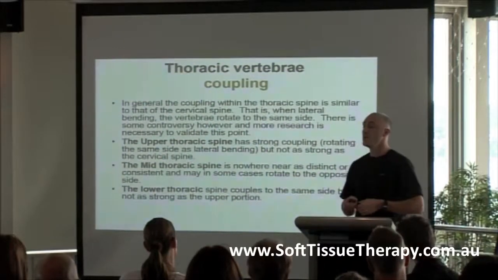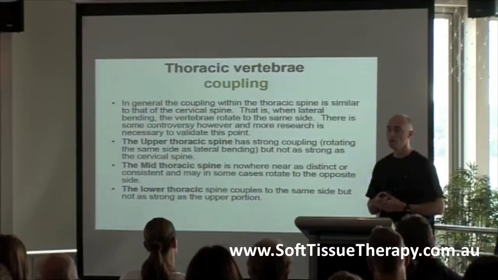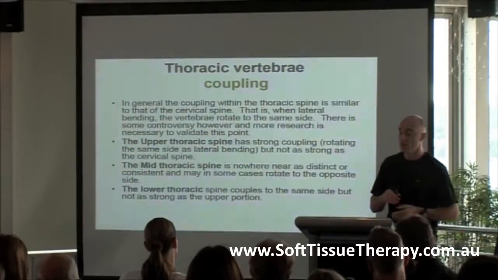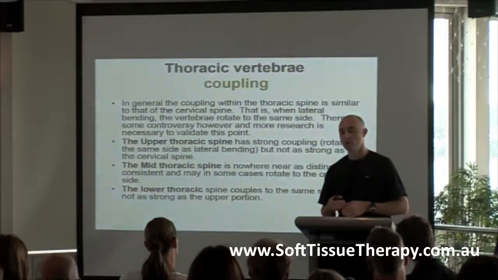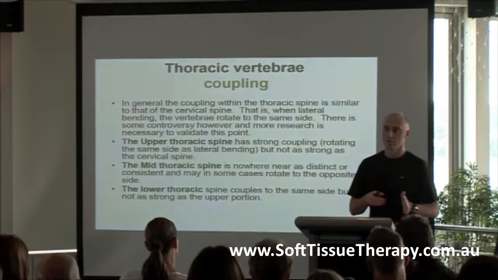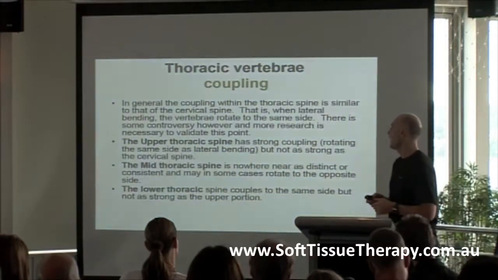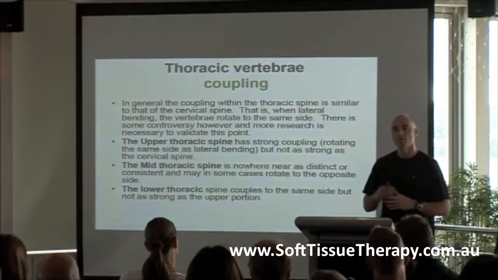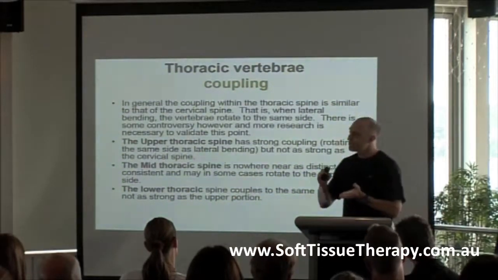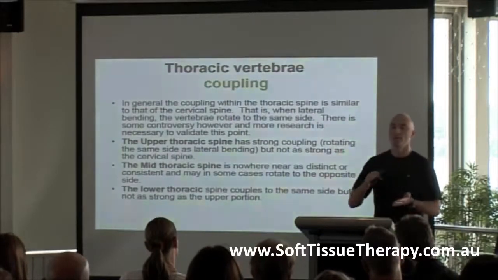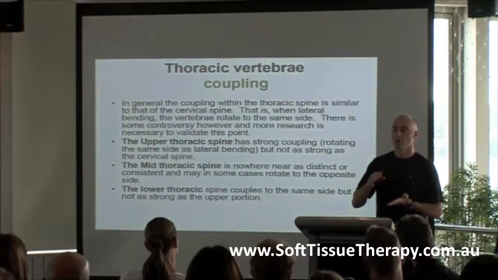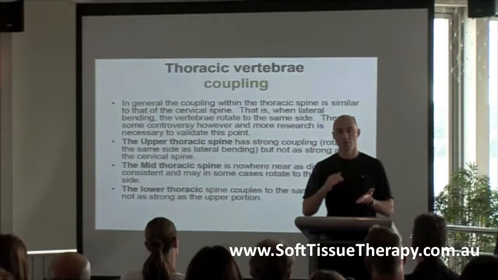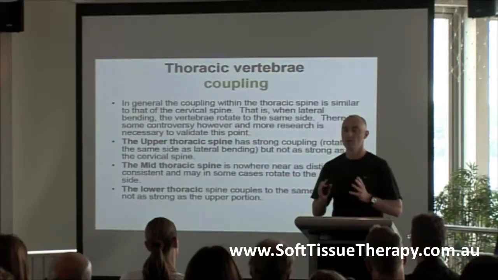Okay? This is very strong in the cervical spine. It's very strong in the lumbar spine, except for the last couple where it actually side bends and rotates to the opposite side. Okay? And throughout the thoracic spine, in the upper thoracic spine, it's still quite strong, similar to the cervical spine. In the mid, it becomes a little bit ambiguous, and in the lower 3 or 4 thoracic vertebrae, it's incredibly ambiguous. It can side bend and rotate to either side.